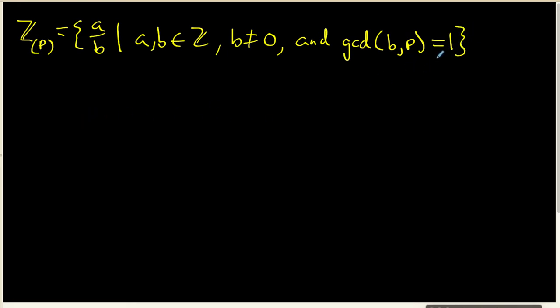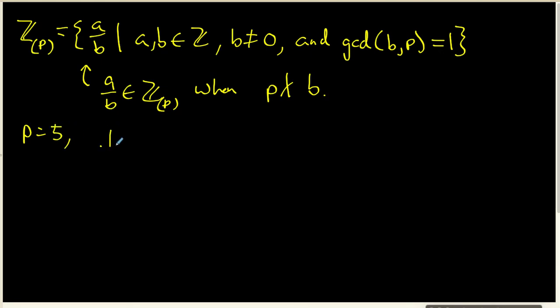Now, what this really means is that when we reduce this fraction down into lowest terms, b is not going to have any multiples of p in it. In other words, essentially we can say that a over b belongs to this localized ring when p does not divide b. So if I let p equal 5, then 1/5 is not going to belong to this particular localized ring, but something like 5/7 will belong to this localized ring.